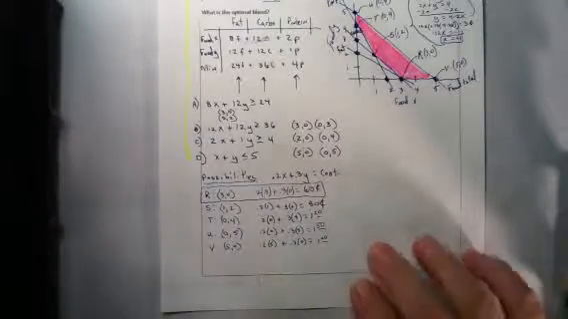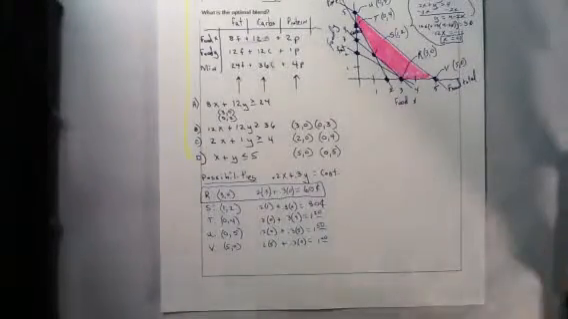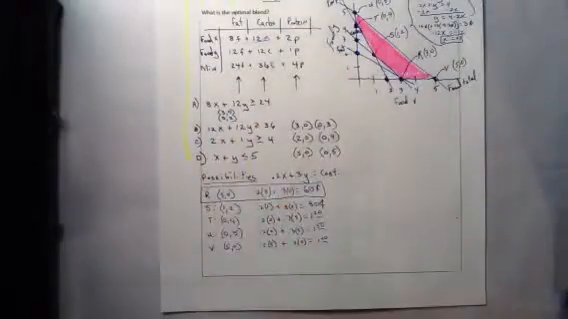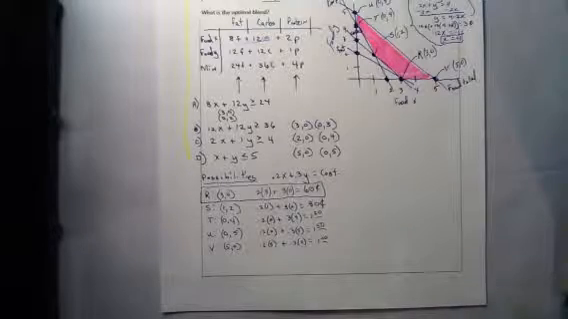costing us 60 cents. Hopefully this made sense to you. This was our first time with multiple equations to create our feasible area for practice 006.